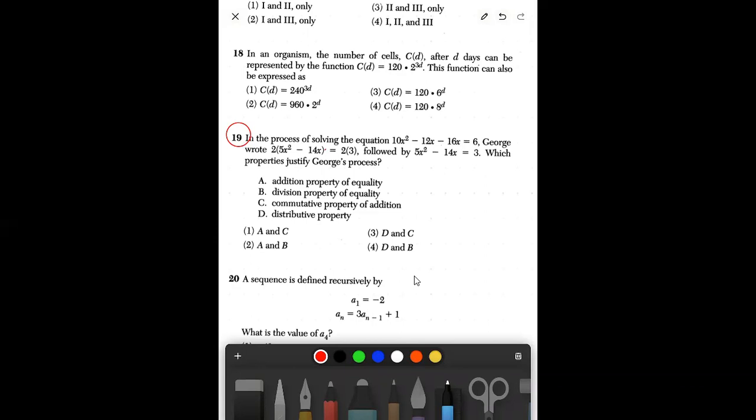Okay, so we started with this. And then it looks like he factored out a 2. So he factored out a 2 and he combined like terms. Negative 12 minus 16 would be a negative 28x, and if we factor out a 2, that'll be 14x. And then over here, he factored out a 2 and he got 3.